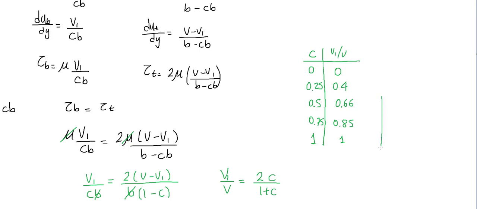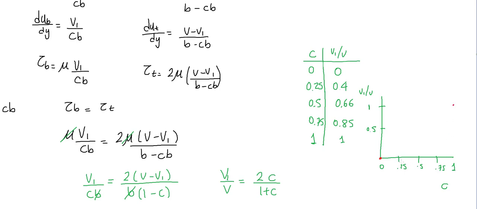Okay, so now we're going to plot it. So we're going to do from 0 to 1. So this is 0.5, this is 0.25, 0.75, and this is going to be the value of c. And this is your ratio, v1 over v. And we'll do exactly the same thing, 1. This is going to be 0.5. Okay, so now let's look at the numbers. So at 0, we have 0. At 1, we have 1.